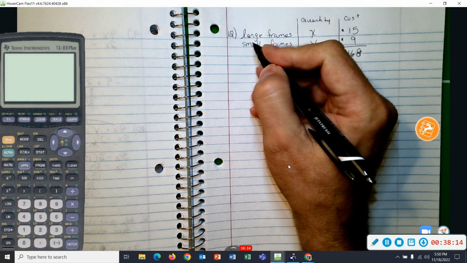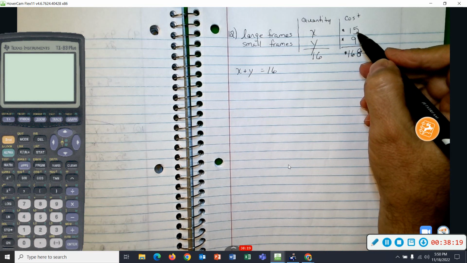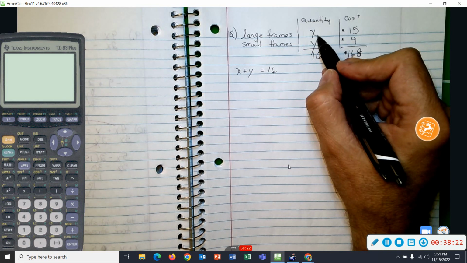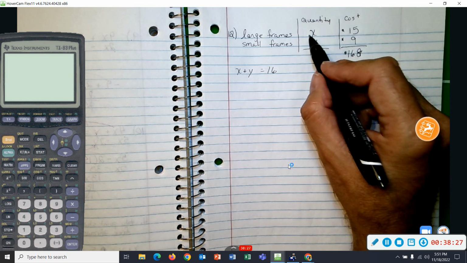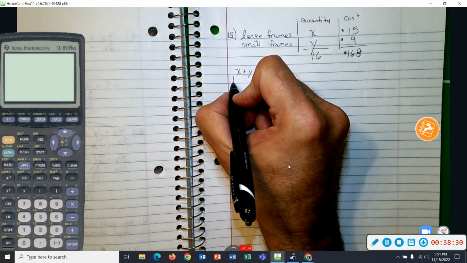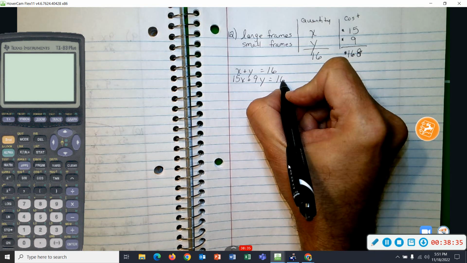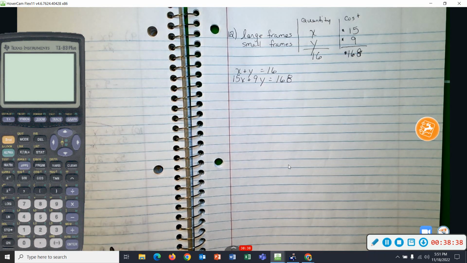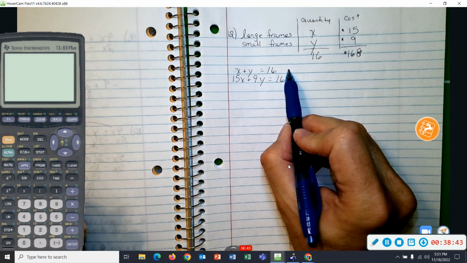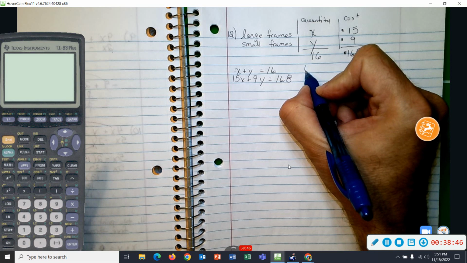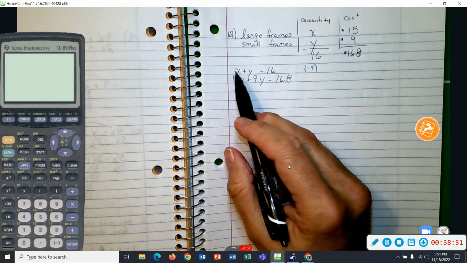Well, let's write our equations. X plus Y equals 16. And then $15 for every large frame. For instance, if she had bought 10 large frames, she would have spent $150 on those. So it's 15x plus 9y equals 168. I'm going to multiply this top one. I think if I multiply it by negative 9, that's going to get me fewer negatives when I go through it.